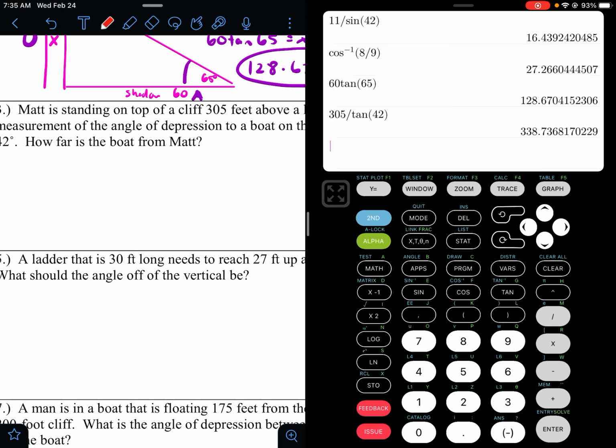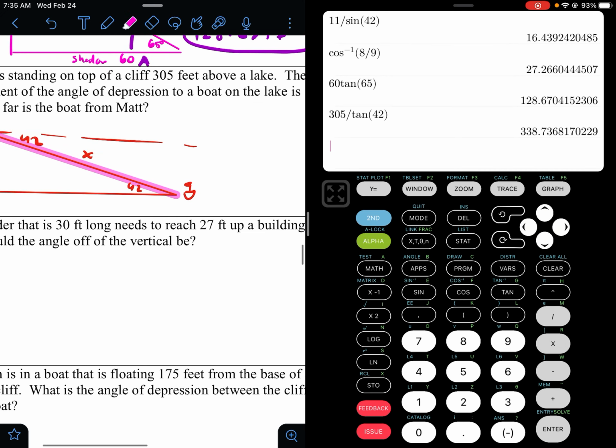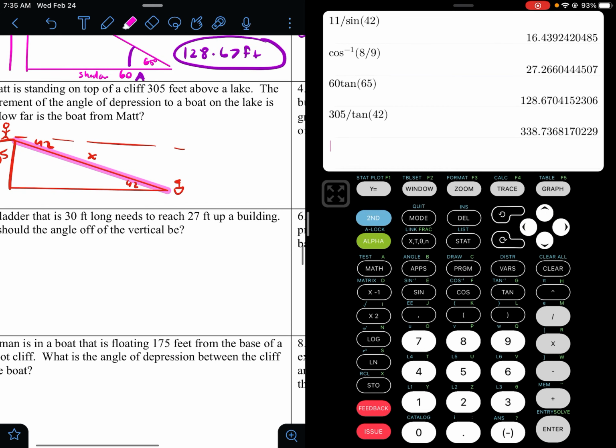So let's draw our picture again. We've got our cliff. We've got our Matt hanging out up here. We've got our angle of depression of 42, which means this angle is 42. We've got our little boat. I wish I was on a boat. And we have that the cliff is 305 feet tall. But now our x is going to go here because we want to measure the distance between Matt and the boat. So the thing with these kinds of problems is you really have to pay attention to what they're asking, because that's really going to affect your drawing. So you have to read very carefully.